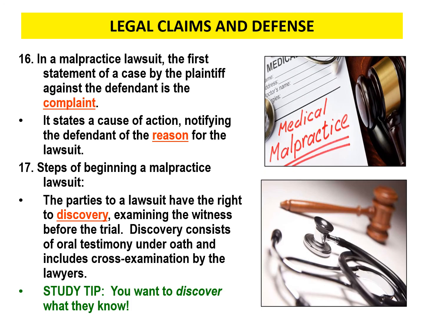Okay, so now let's just talk about the process, okay? So in a malpractice lawsuit, the first statement of a case by the plaintiff, and remember our plaintiff is our person complaint, right? They're filing the complaint. So the first thing they do is they file that complaint against the defendant, okay? In that complaint, it states a cause of action, and it notifies the defendant, and remember to defend yourself, right? That could be the hospital or you or both, of the reason for this specific lawsuit. So those are the steps of the beginning of a malpractice lawsuit, okay?